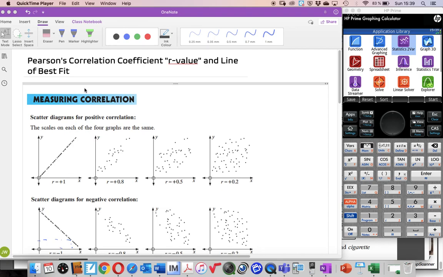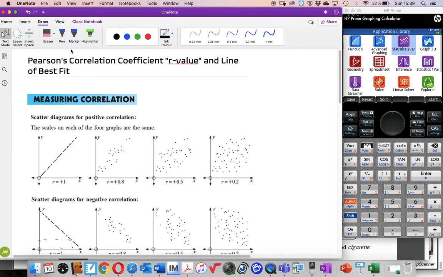And what we're going to do today is take a look at the Pearson's correlation coefficient, so the R value, as well as the line of best fit.